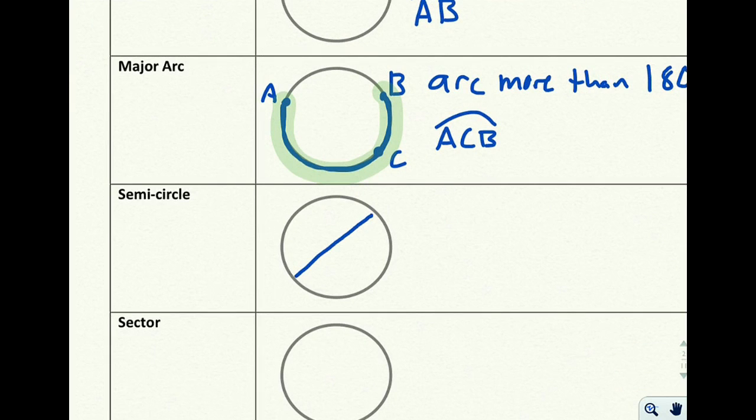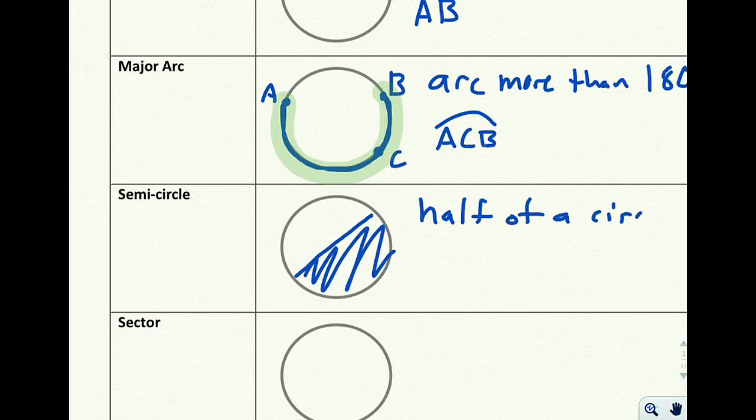A semicircle is just half of a circle. Simple as that, half of a circle. So a semicircle is going to have an arc length that is half the circumference. It's going to have an area that is half the area of a full circle.